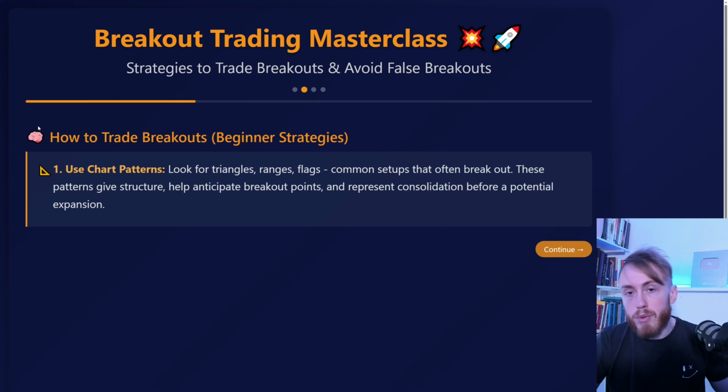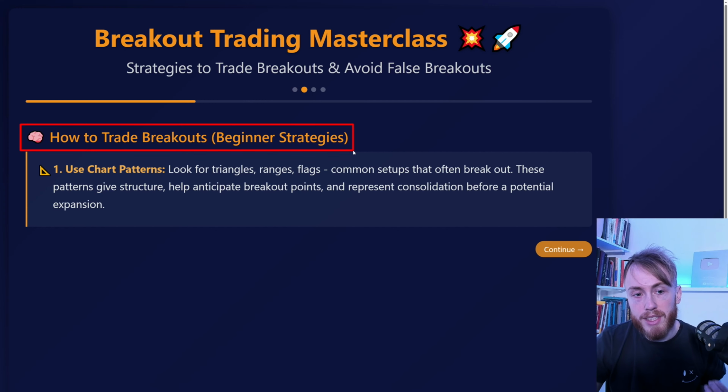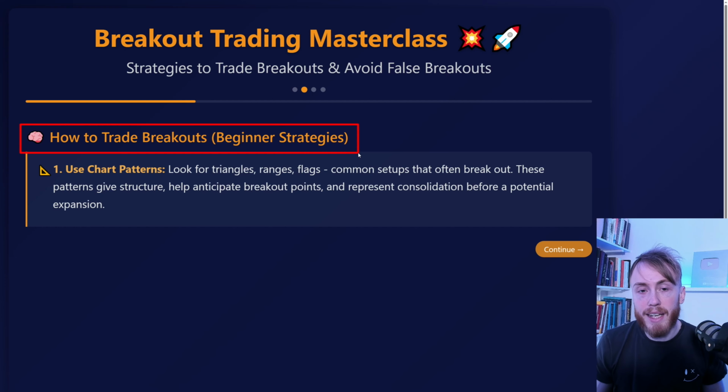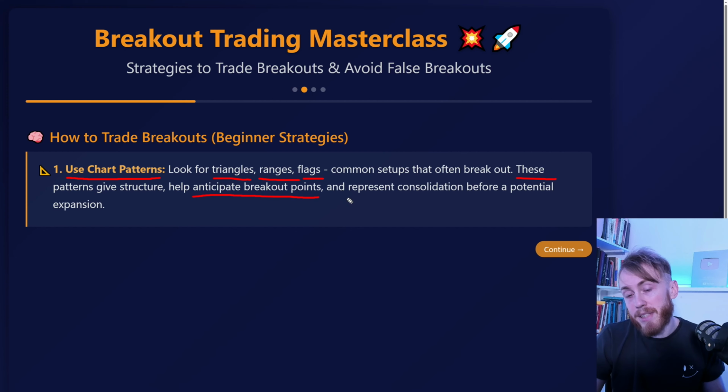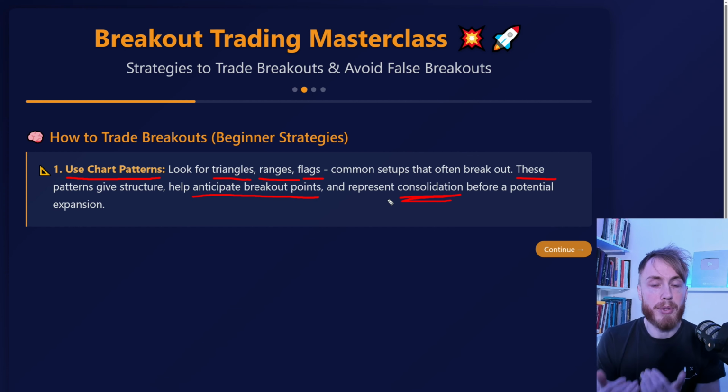But alright, we are soon ready to jump into the charts, but before we do this, I just want to show you a simple breakout trading strategy. This breakout trading strategy has a few steps, and the first step is to use chart patterns. We can look out for patterns like triangles, ranges, flags, and so on. These are common setups that happen before a breakout. These patterns give structure and help anticipate the breakout points, and they represent a consolidation before a potential expansion, before the potential breakout.